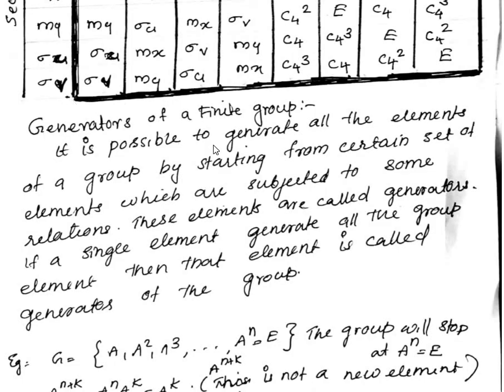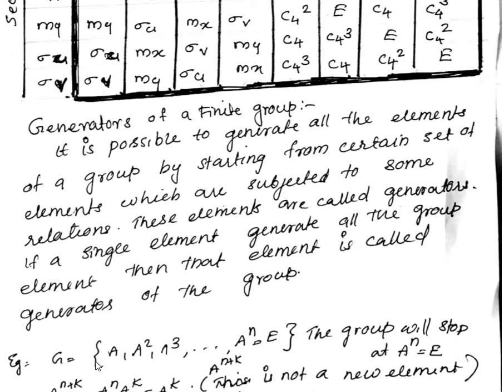Let us examine what are generators of a finite group. It is possible to generate all the elements of the group by starting from a certain set of elements which are subjected to some relationship or operation. These elements are called generators. If a single element generates all the group elements, then that element is called a generator of that group. That we are seeing in the case of a cyclic group that we discussed in our earlier classes.